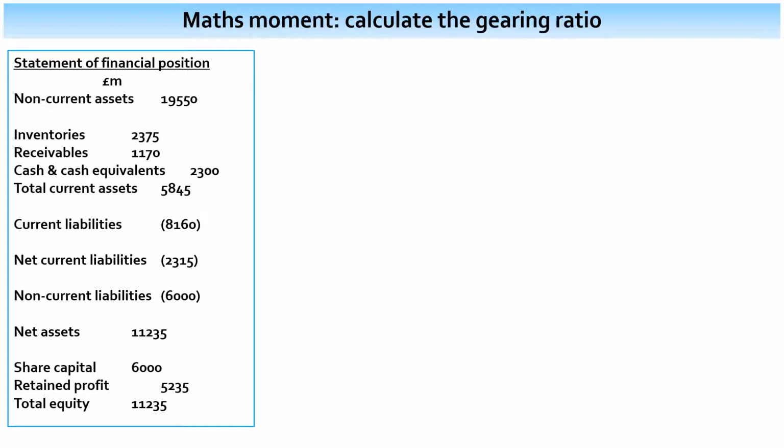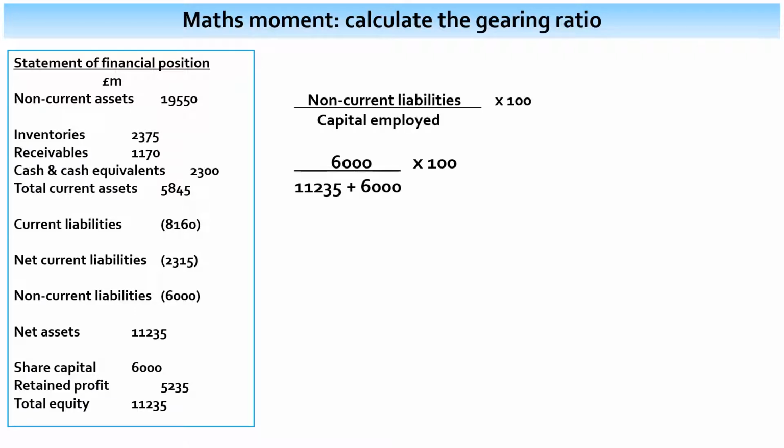So here's our math moment. If you were asked to calculate the gearing ratio for this particular business, we can see here an extract of the statement of financial position. We need to remember the formula is non-current liabilities divided by capital employed times 100. So where are our non-current liabilities? They're 6,000, and for the purposes of this we ignore the minuses. And our capital employed is the total equity, 11,235, plus the 6,000. So here's our formula. We find our information, perform the calculation, and the gearing of this business is 35%.